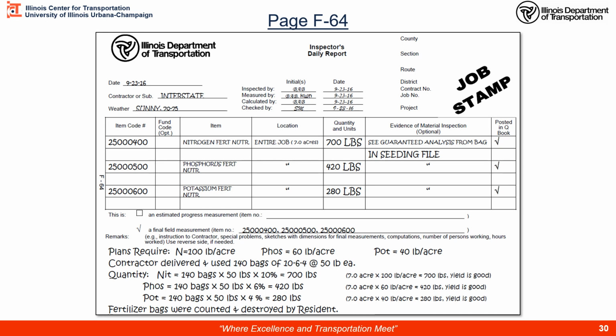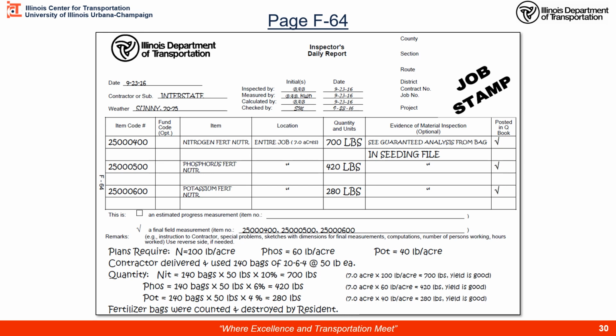Now the contractor did find a 10, 6, 4 in 50-pound bags. So that does match up with the rate of additives on the fertilizer. So it's just a matter of confirming the guaranteed analysis from the bag. You may want to cut off that part of the bag and put it in your file. So they used 140 bags, and we got to do a little calculation.